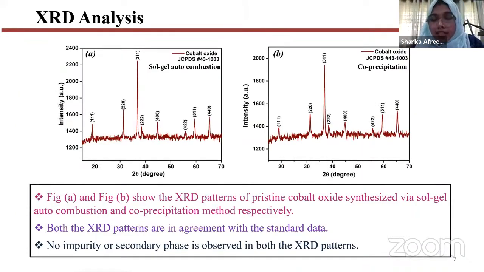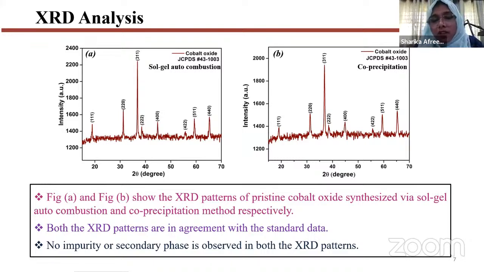To confirm the successful phase formation of the synthesized sample, X-ray diffraction studies have been performed. Here, figures A and B show the XRD patterns of cobalt oxide synthesized via the sol-gel autocombustion method and the co-precipitation method respectively. Both the XRD patterns are in agreement with the standard data with JCPDS number 43-1003, and no impurity or secondary phase is observed in both the XRD patterns.